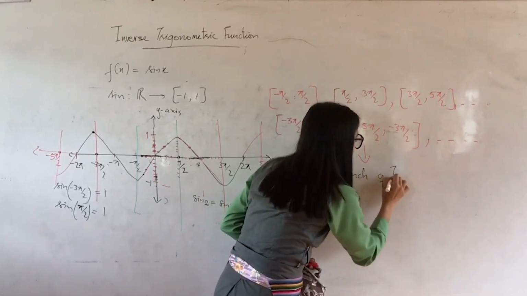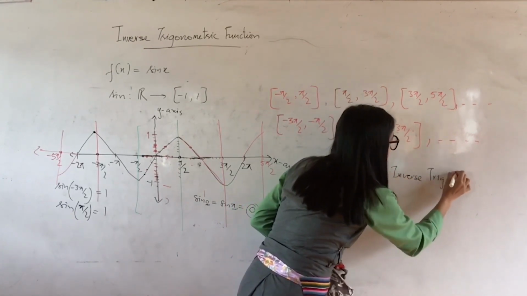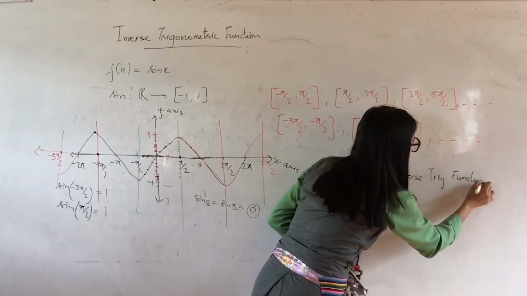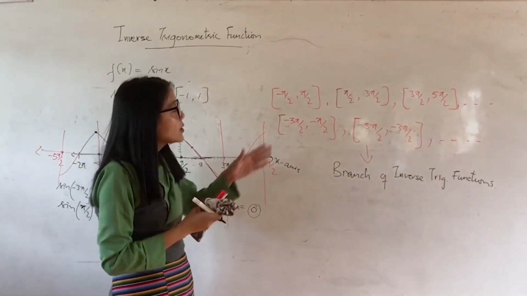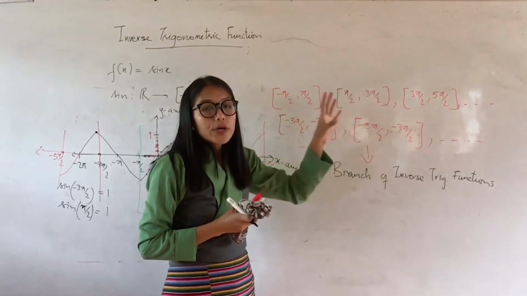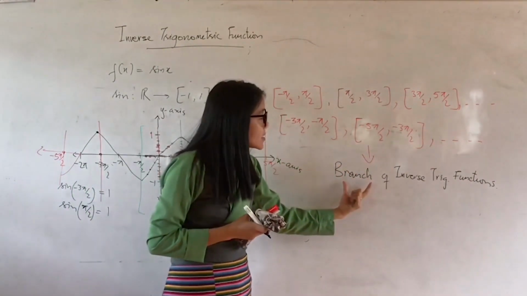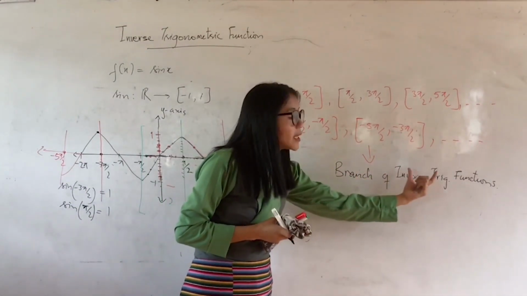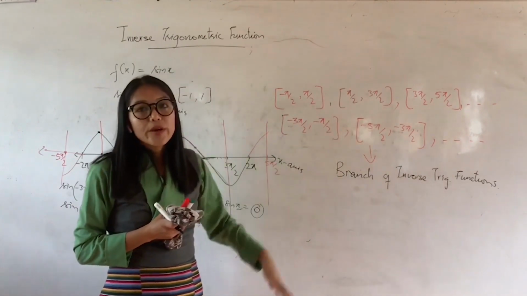of inverse trigonometric functions, right? So you should know this. All the restricted intervals in which we can find sine inverse, all such intervals are said to be branches of the inverse trigonometric function. So these are the branches of inverse trigonometric functions.